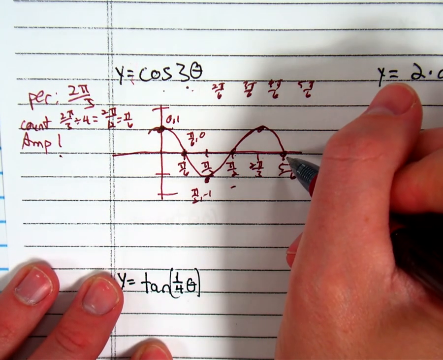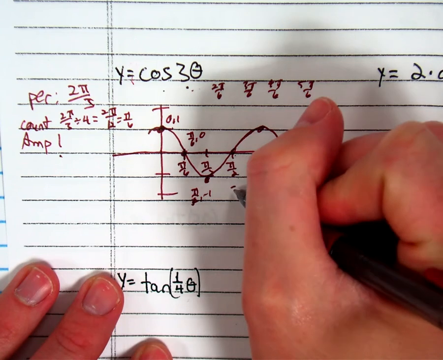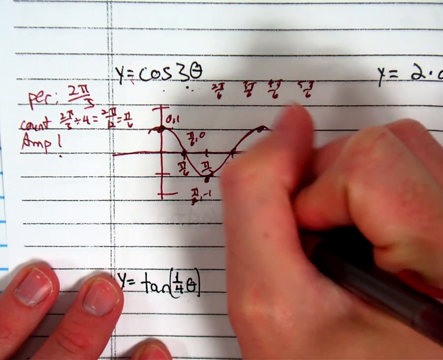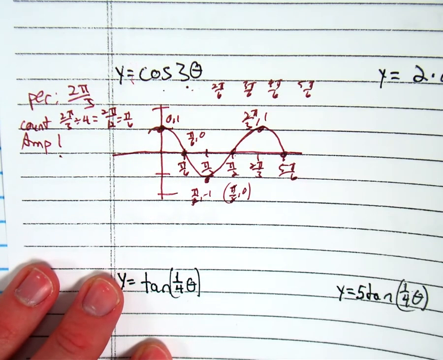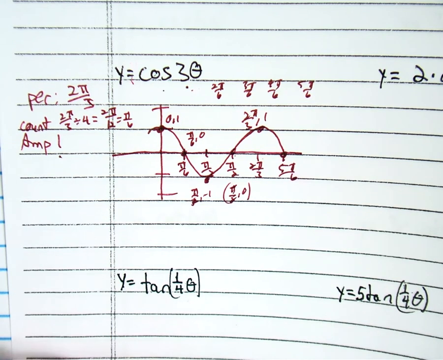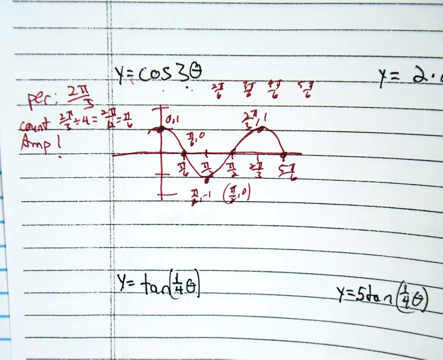Did I get off there? That was pi over 3, comma, -1. This is pi over 2, 0. 2 pi over 3, 1. See how easy that was? Piece of cake. That took me 15 extra seconds.